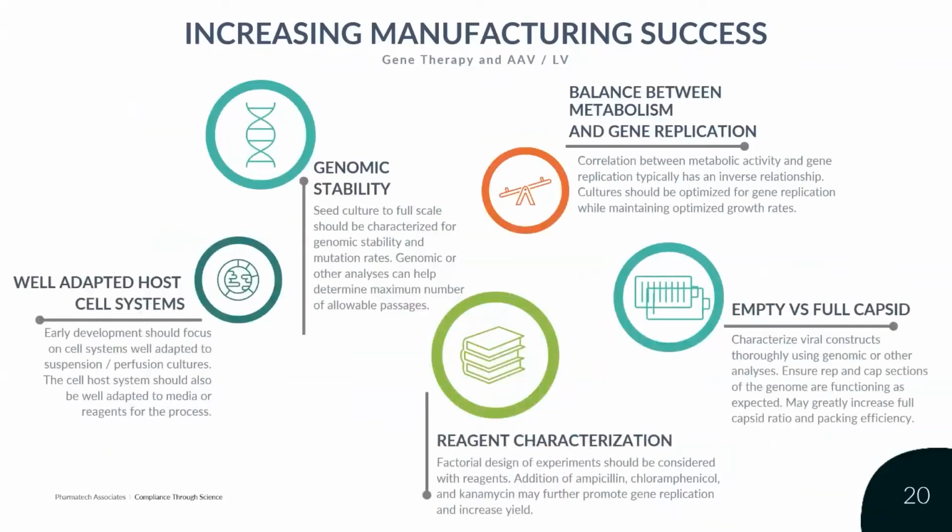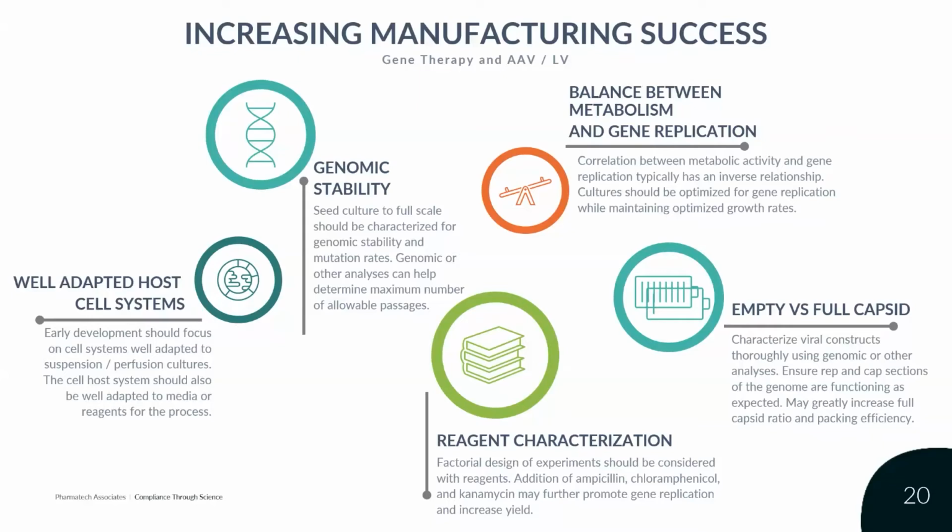And then really for gene therapy, stepping back a moment to the other half of this talk, there are really, I would say, five major areas of consideration. There are many more than this. I think having a trusted partner while you develop your cell bank and your early gene therapy AAV-LV process can go a long way towards getting you a robust process that's much easier to scale. And that involves having well-adapted host cell systems. You have to start there.